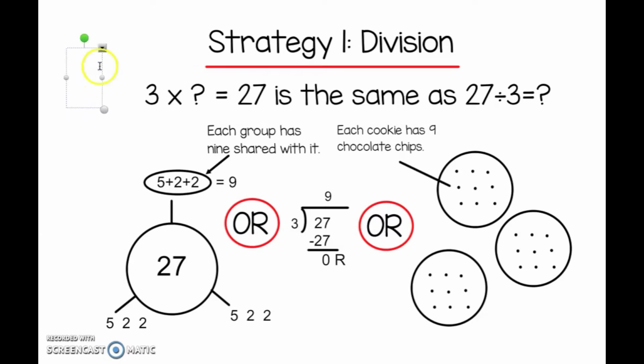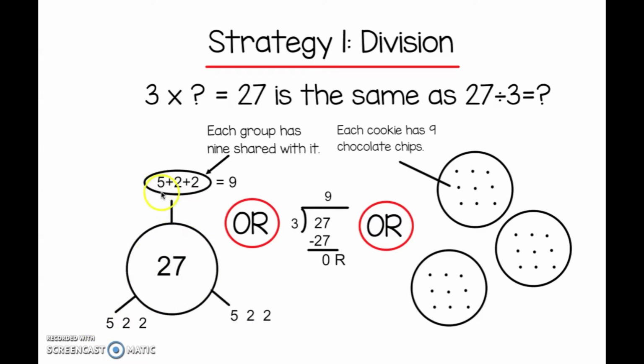So the first strategy, and one that I find to be the simplest sometimes, is division. So when we have the equation 3 times, again, not sure, equals 27, it's actually the same thing as 27 divided by 3. So I put 3 different ways of figuring that out that we've gone through this year. One would be starting with our number in the middle and sharing smaller numbers to each side.